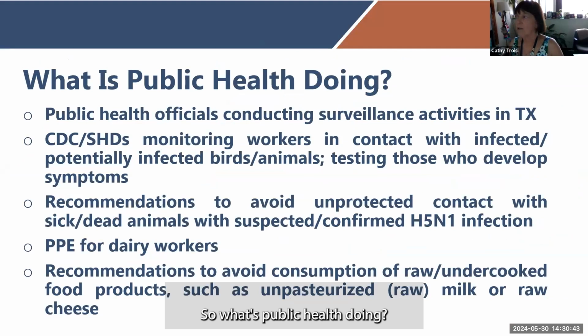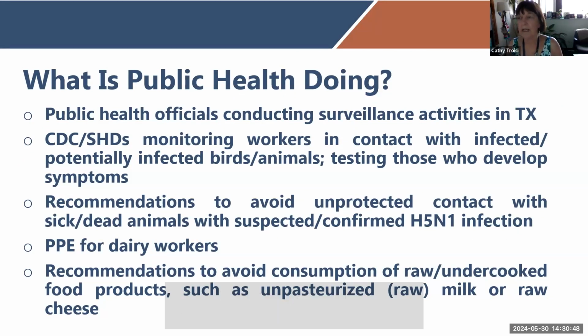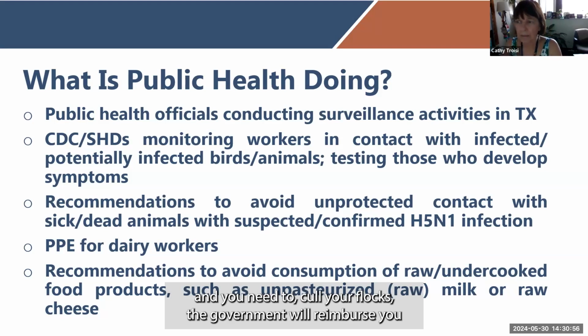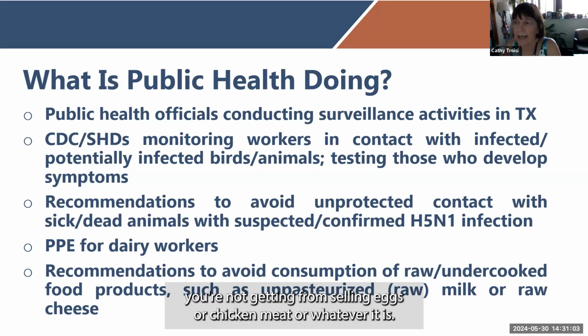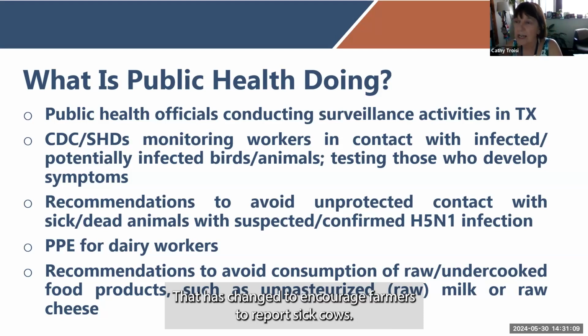So what's public health doing? Well, we are conducting surveillance activities on these farms. The US government has stepped in. If you have poultry that are infected and you need to cull your flocks, the government will reimburse you for the cost, or the money you're not getting from selling eggs or chicken meat or whatever it is. That was not the case with cows. That has changed to encourage farmers to report sick cows.